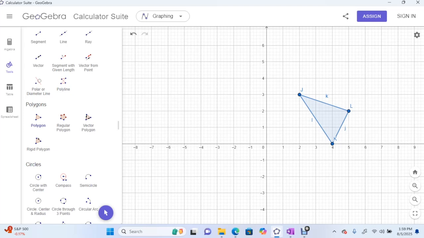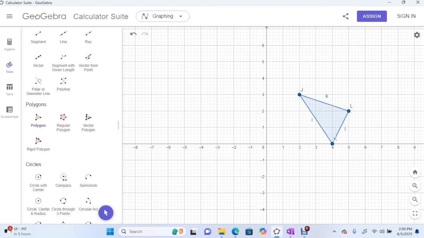And then the next question says we have to draw the image triangle J1, K1, L1 of triangle JKL under a rotation through 90 degrees. This software can handle rotation, 90 degrees clockwise rotation, but I'm going to show you how the whole thing is done.